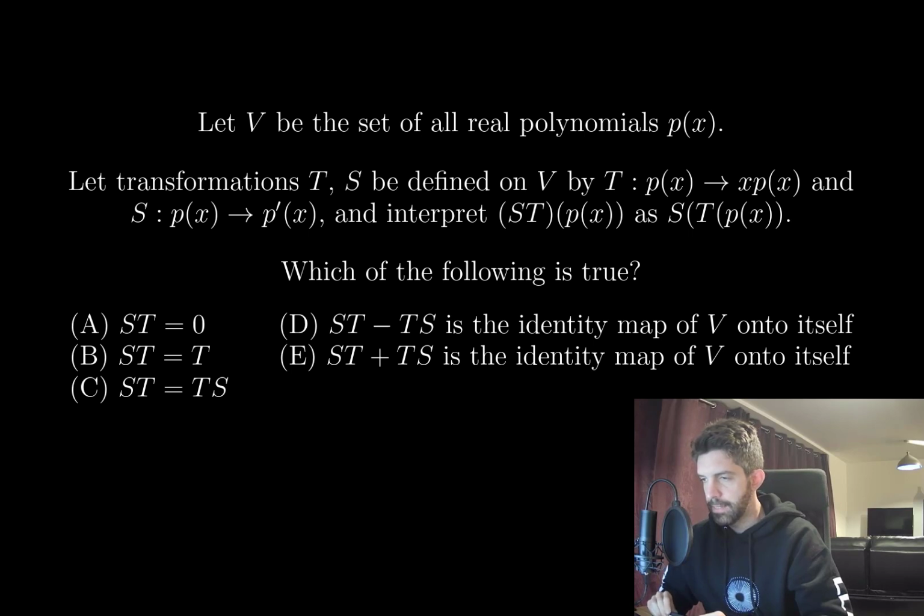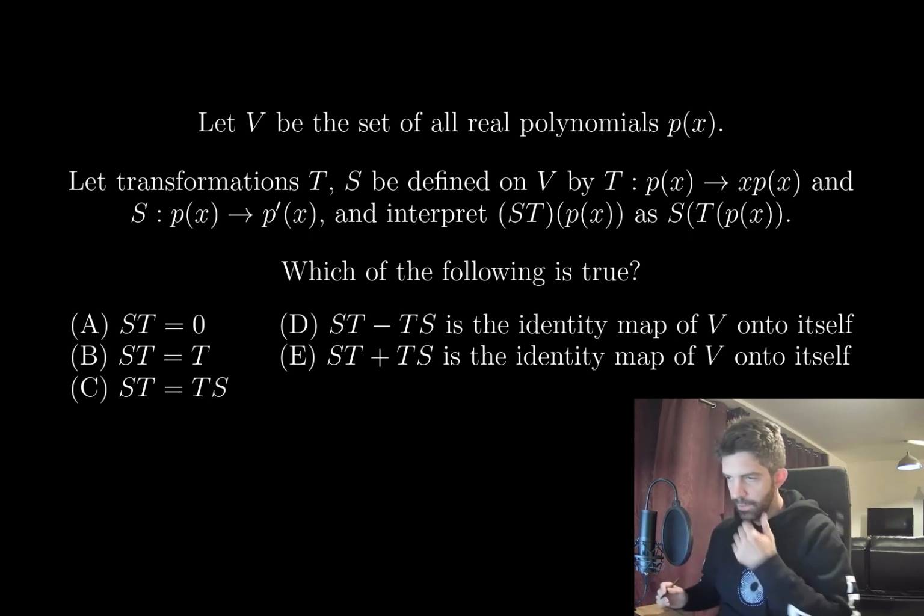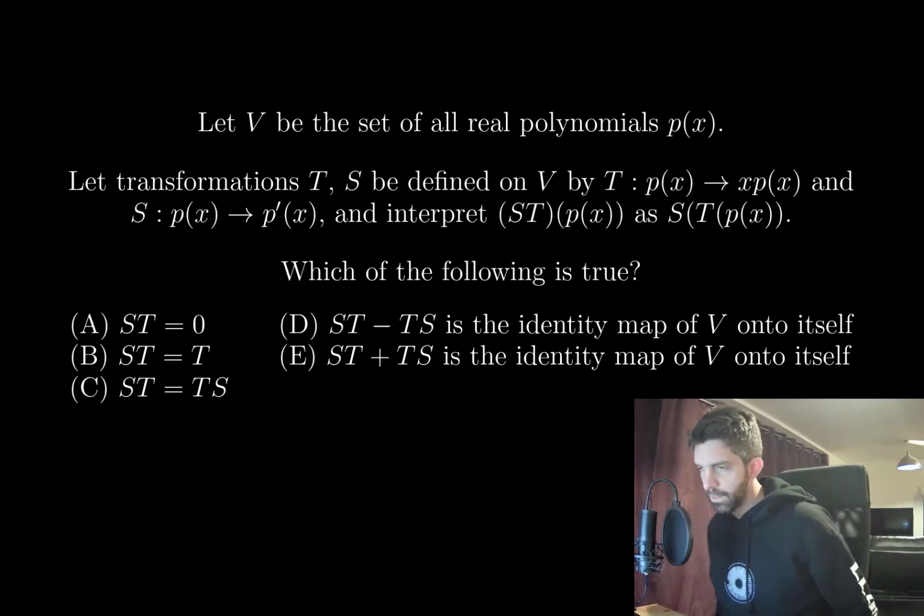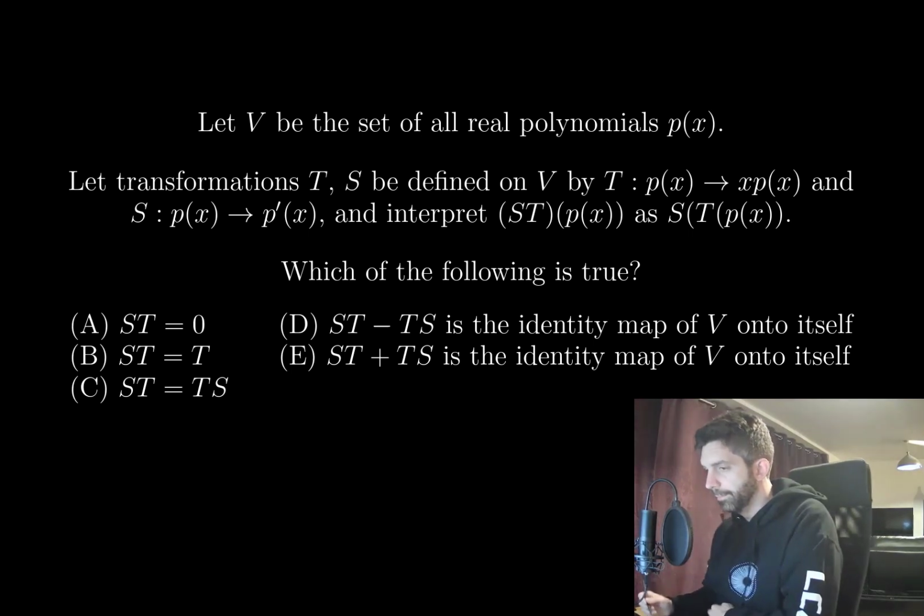So ST equals 0 is definitely false, right? If I multiply something by x and then take a derivative, I don't necessarily get 0. ST equals T is also certainly false. ST equals TS is definitely false. ST minus TS is the identity. So one of these is true. Let's maybe start to rule these out one by one, rather than me just arbitrarily saying why they're false.